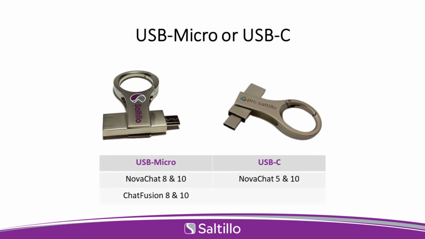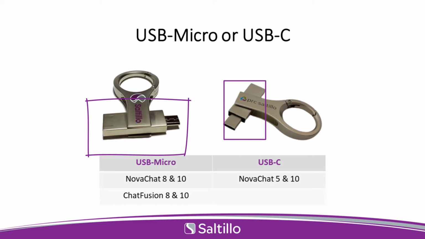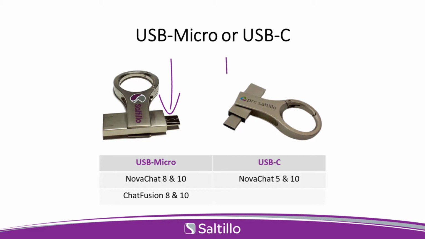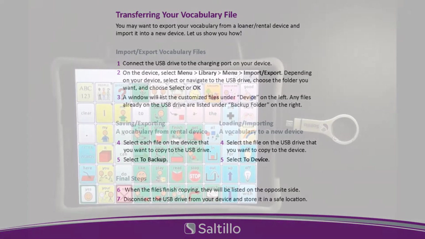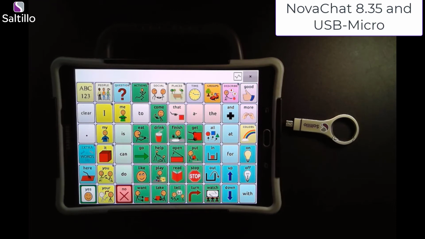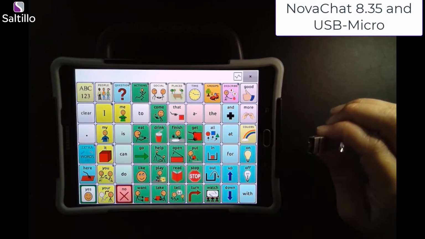Your device will be compatible with either a USB micro or a USB-C. Your USB may look slightly different than the two pictured here, but the key is having a dual-sided USB. One side will be a micro or C-type connection, and the other will always be the USB connection. I will demonstrate transferring files using the different USBs and NovaChats and moving them to the computer and back. This demonstration will show a NovaChat 8.35 and the micro USB transfer.